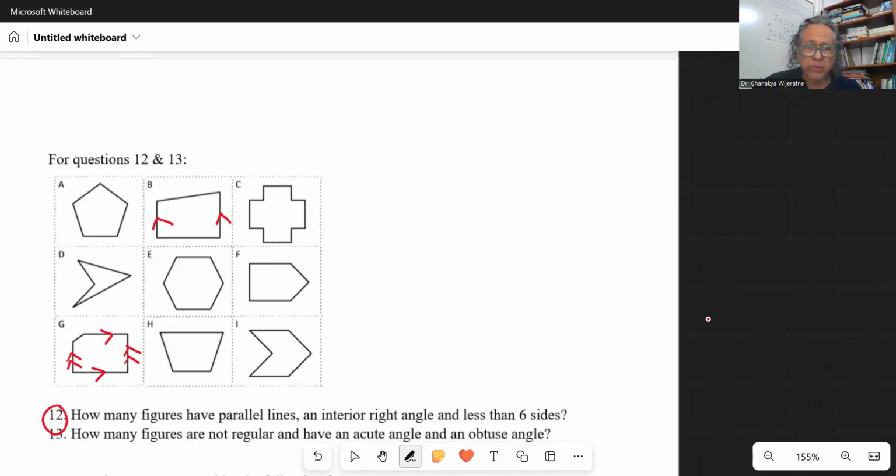So number 12, right? Let's indicate all the figures with a pair of parallel lines. Figure A doesn't have. Figure C has one pair of parallel lines. D doesn't have, and here one pair of parallel lines. And here F, one pair of parallel lines. H, one pair of parallel lines, and I, one pair of parallel lines. So they all have a pair of parallel lines.